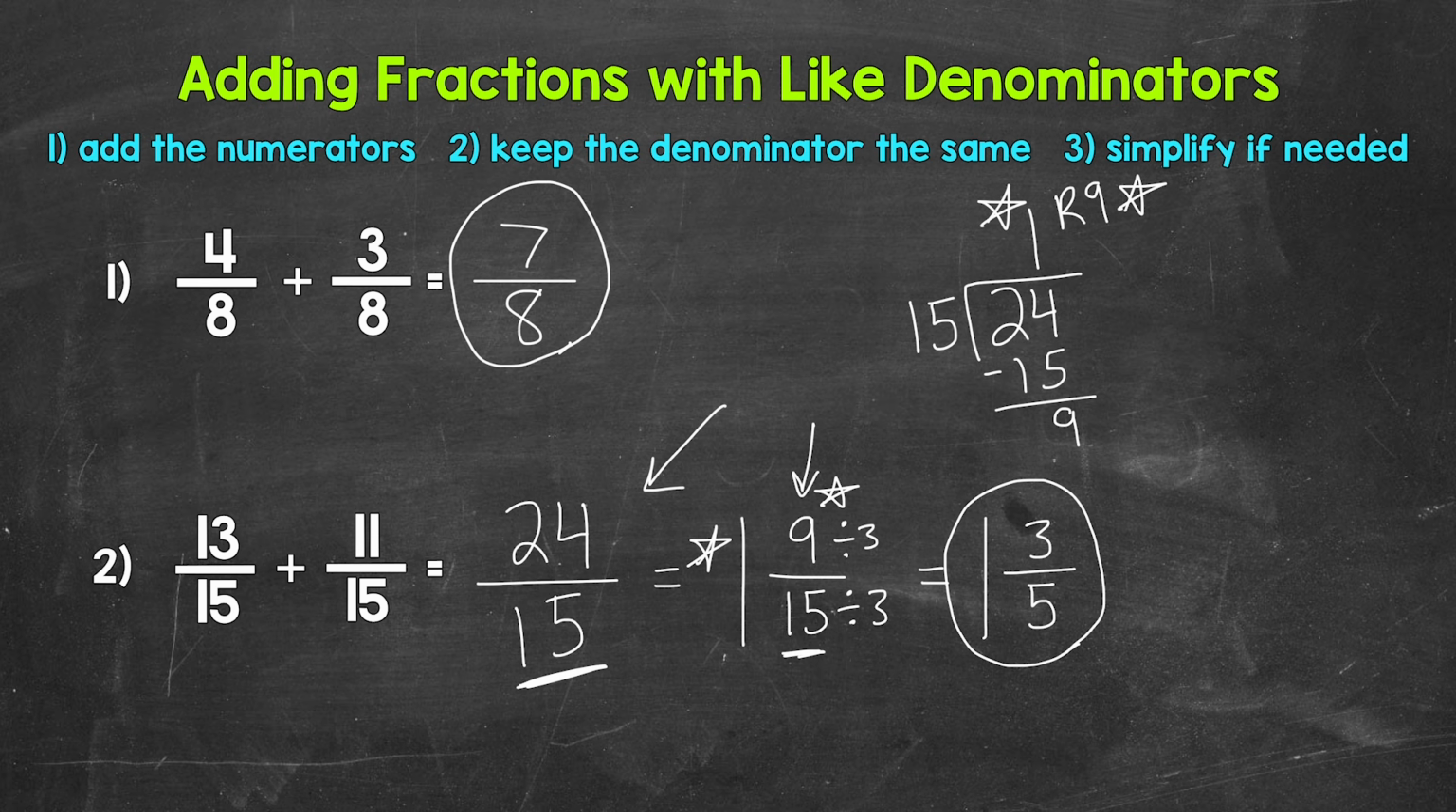So there you have it. There's how to add fractions with like denominators. So whenever we are adding fractions and we see like denominators, we can just add the numerators. Then we keep the denominator the same. That will give us our answer. And once we have our answer, we can look to simplify.